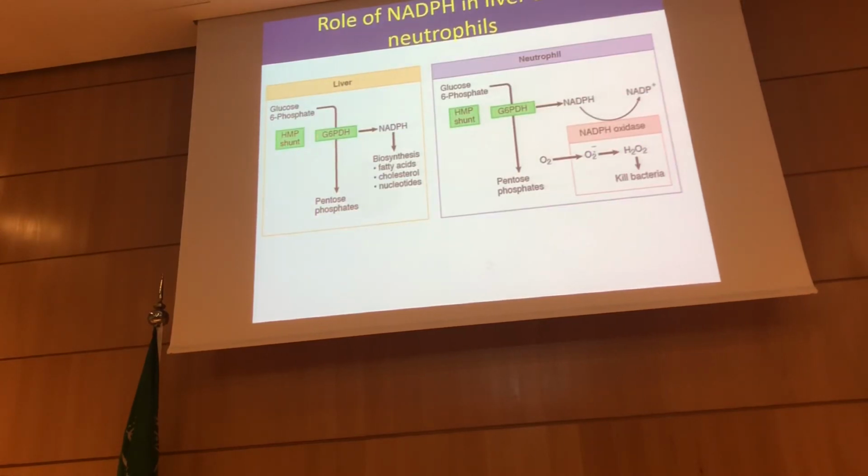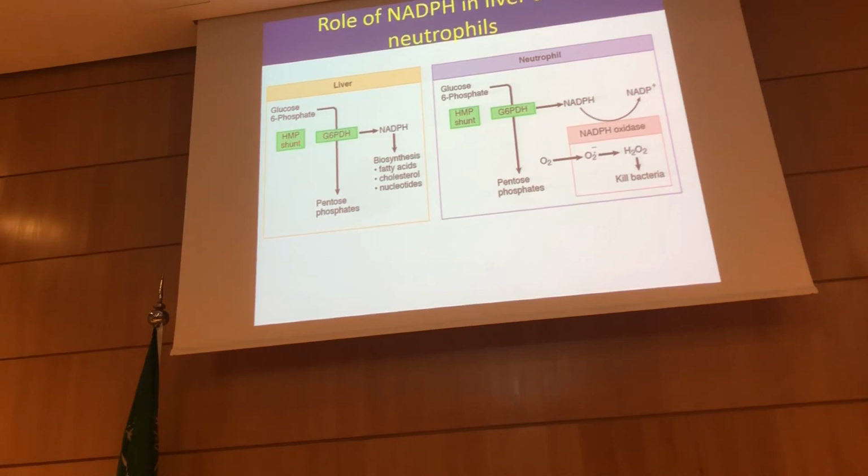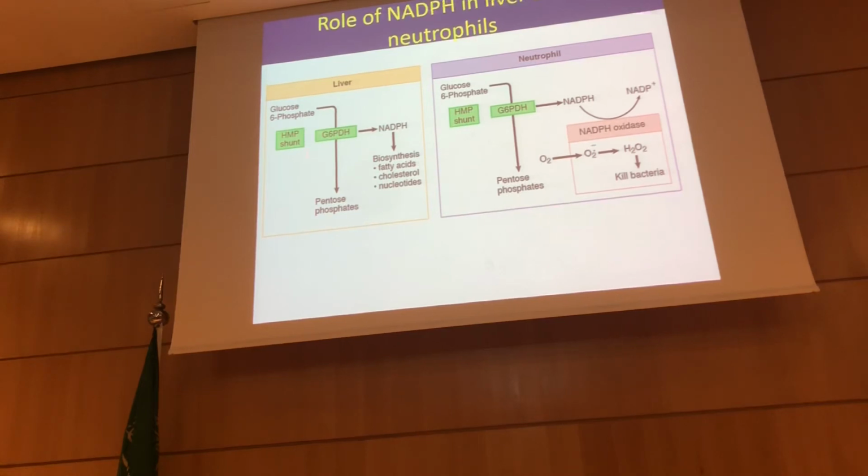Look here in the liver. Glucose 6-phosphate is transformed into 6-phosphogluconate, and we have production of NADPH through this enzyme.